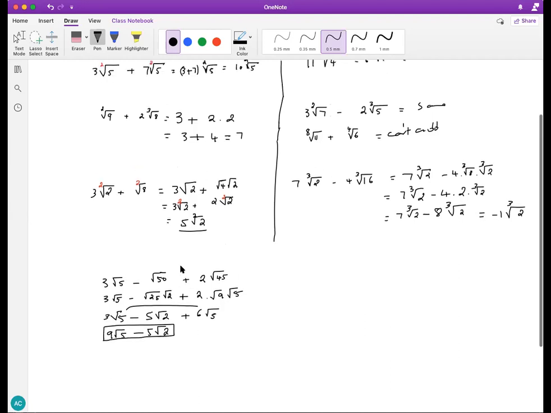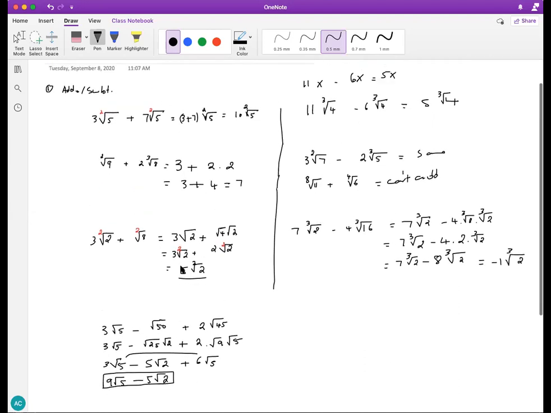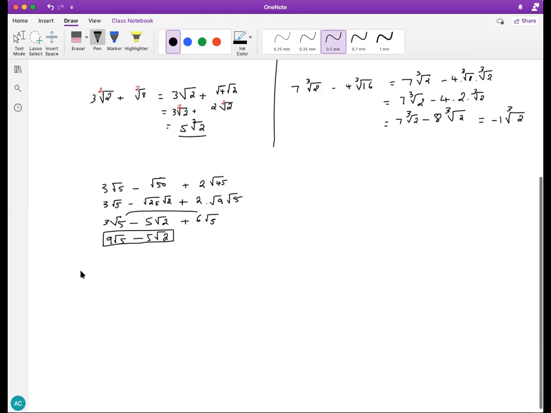So that's basically the whole idea of adding and subtracting radicals. It's pretty simple. Make sure you have the same index and radicand. If not, try to simplify them. If you can't simplify them, then you can't do much. It stays like that. So now let's look at multiplication of radicals.